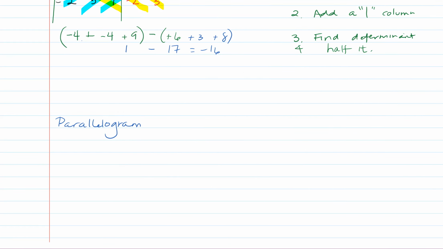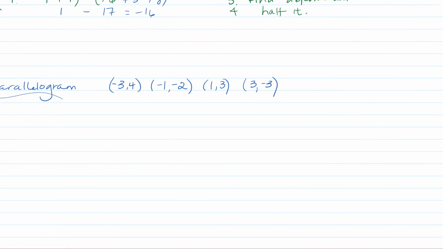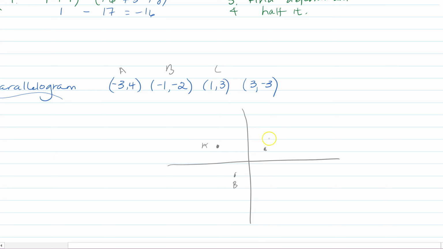Now there actually is a formula to do any polygon, and it's not that bad, but we're just doing the triangle and the parallelogram. So we're just going to tweak it this way. Let's say you have a parallelogram with these vertices. Parallelograms have this kind of neat property. Let's say I was graphing this. Let me just do a little sketch. If I had negative 3, 4, call that A, negative 1, negative 2, B, 1, 3, C. Now, 3, negative 3 is down here.